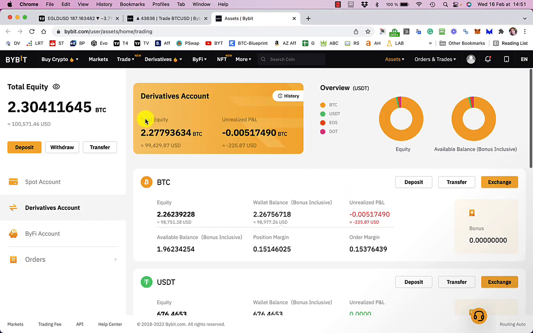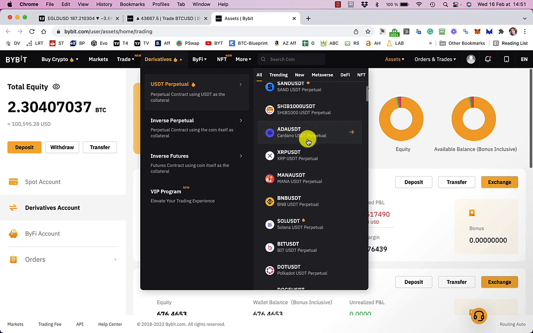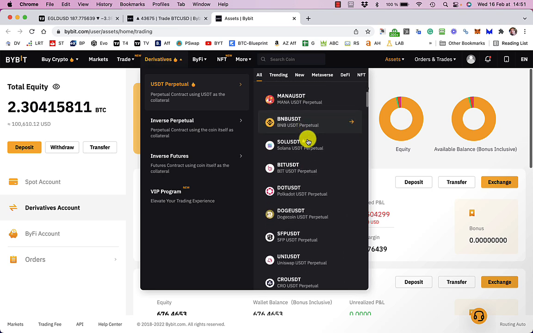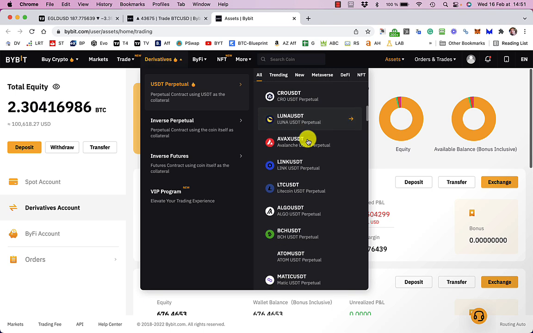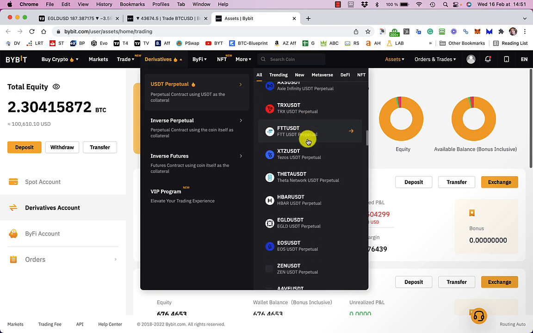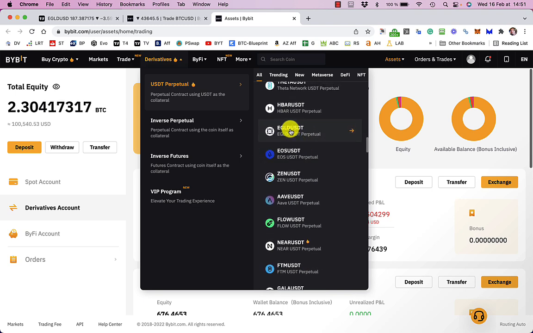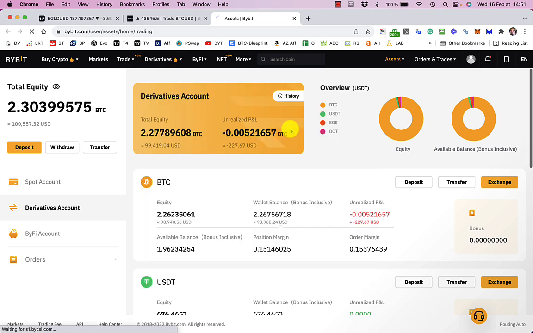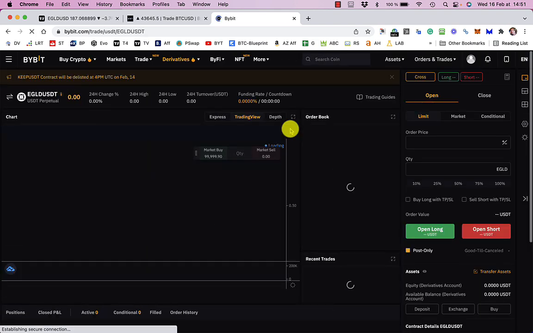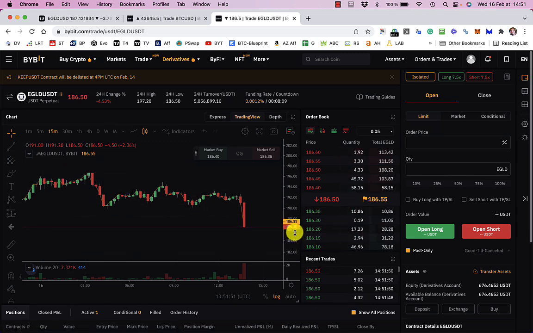The way you do that, you go to derivatives and you go USD perpetual, and then you find the token that you want to trade. So that's here somewhere. I mean, they made a point about this last week saying this is like a new trading pair, but I'm pretty sure that I've done this before actually, but I might have dreamt it, I'm not sure. Anyway, there it is, EGLD-USDT.